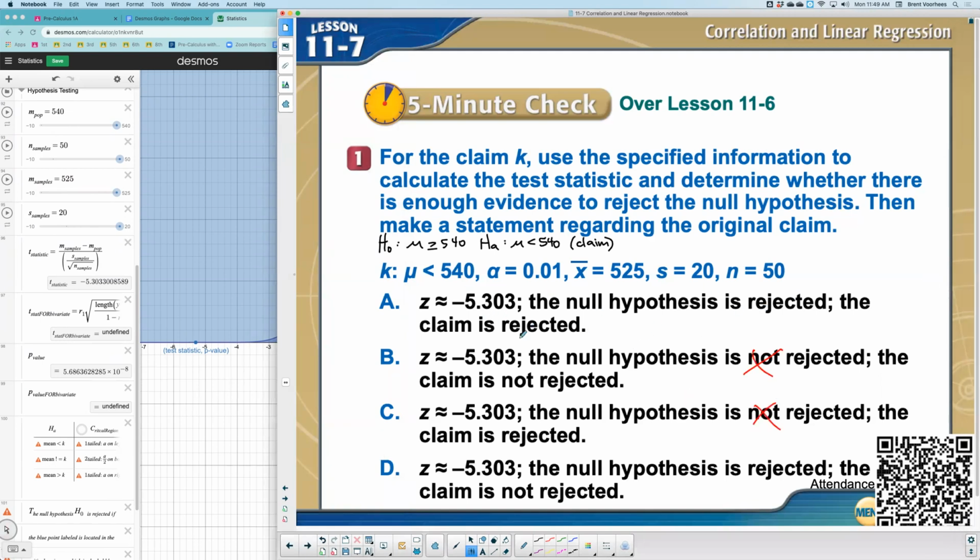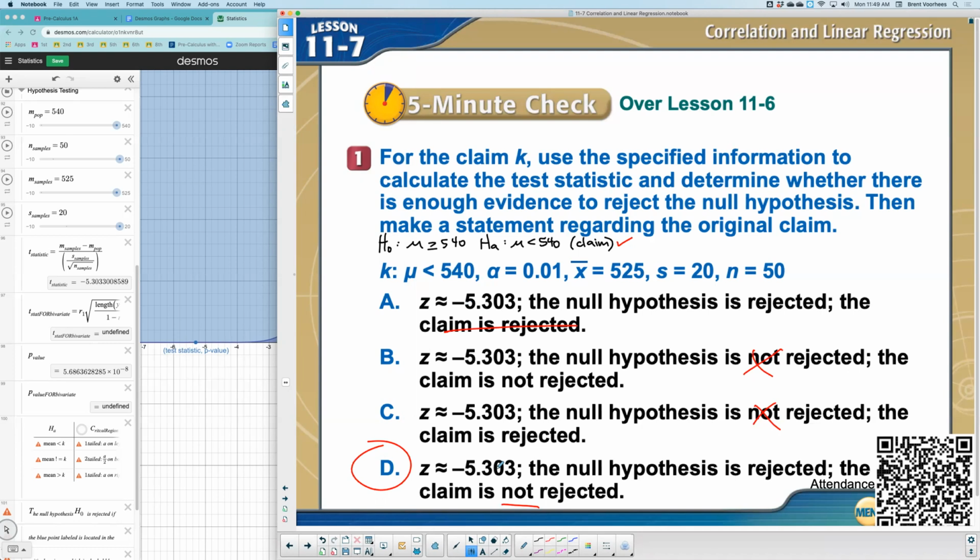So we'll reject the null hypothesis, and since we're rejecting this, we're going to look for the answer where the claim is not rejected. Perfect, right there. So the answer is going to be D. A would also be out. This is the part that makes A wrong.